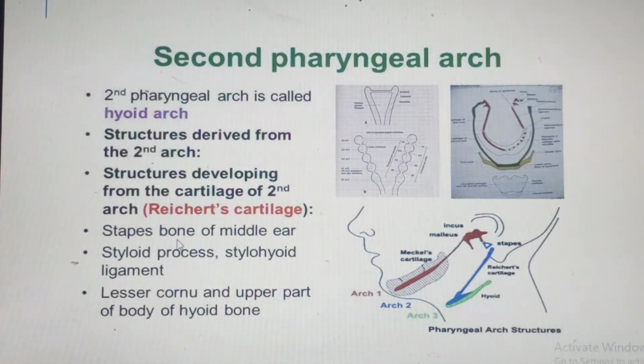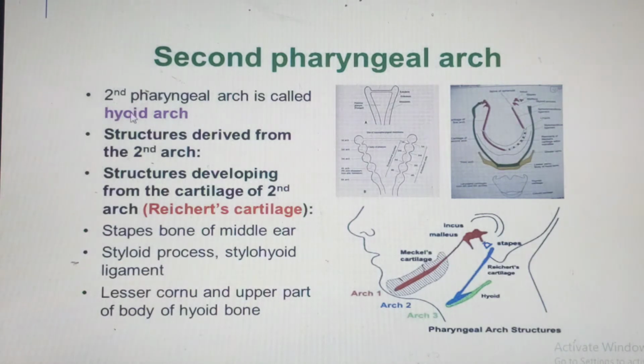Now, one other thing that we get from the second pharyngeal arch is a process known as the styloid process. Okay, styloid process of what? Yes, talking about the styloid process of the temporal bone.